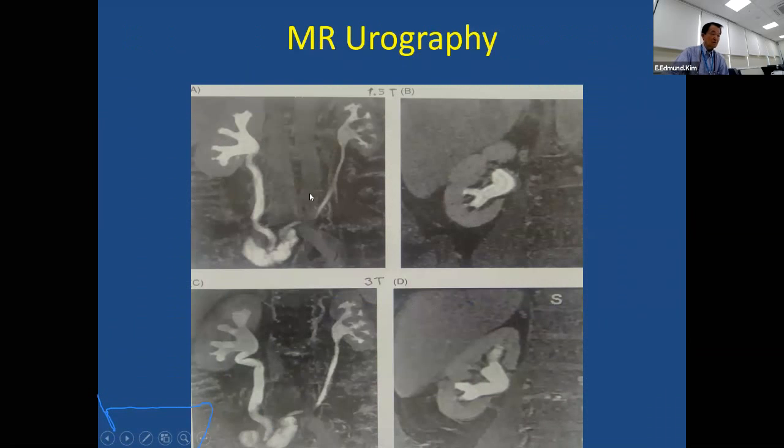And the MR urogram without injecting, a heavy T2 weighted image, will show dilatation of the ureter, so some obstruction at the uretero-vesical junction, either by stone, tumor, whatever.